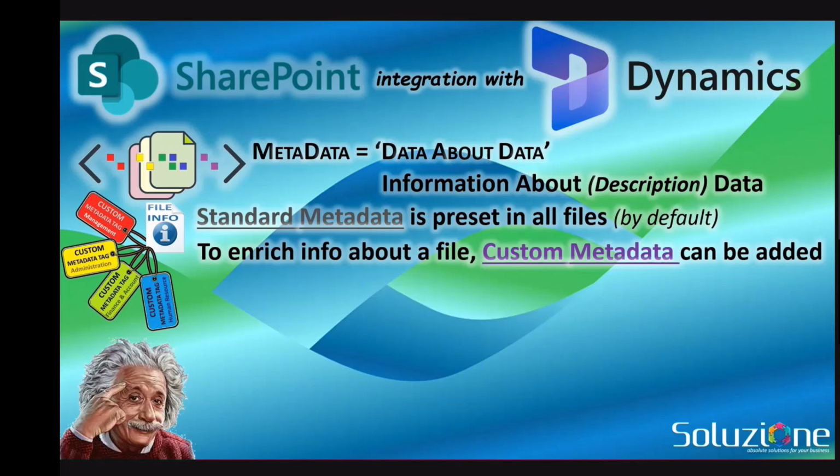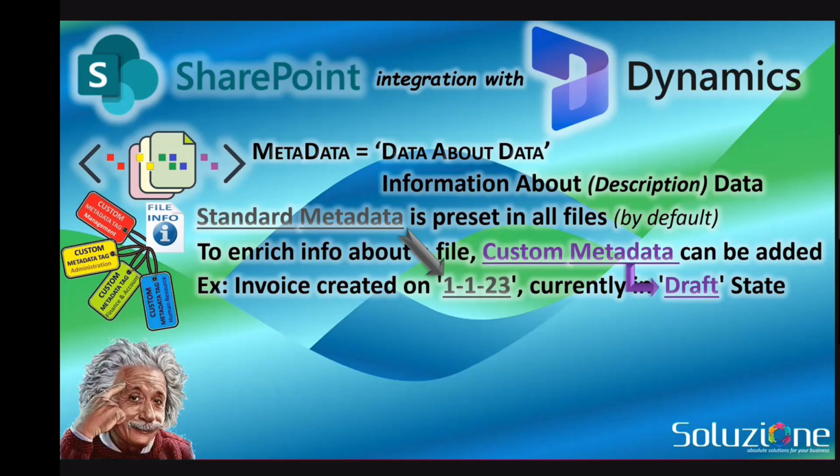On 1st January, I created one invoice, which is currently in a draft state. In this sentence, let's see what information I gave. The date of creation is standard metadata, which I created on 1st January. But this is an invoice, right? There is no file type for an invoice. It could be Word, PDF, Excel, anything. And also its status.